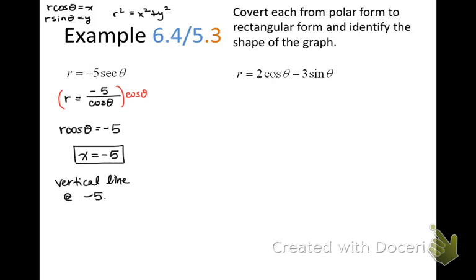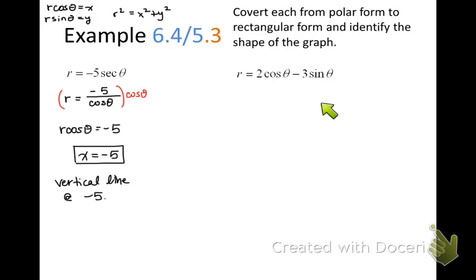Okay, let's take a look at the next one. Same thing. You are trying to get this stuff out of this. You're close on some things, right? You've got an r. What do you wish that that was? You might wish that that was r squared. You've got a 2 cosine of theta. What might you wish that that was? An r cosine of theta.